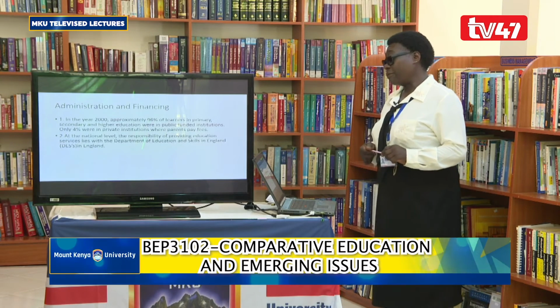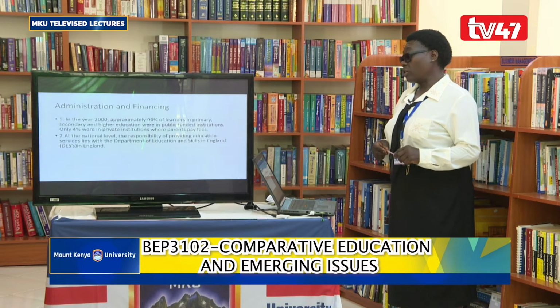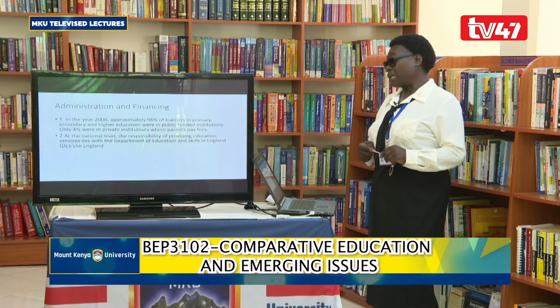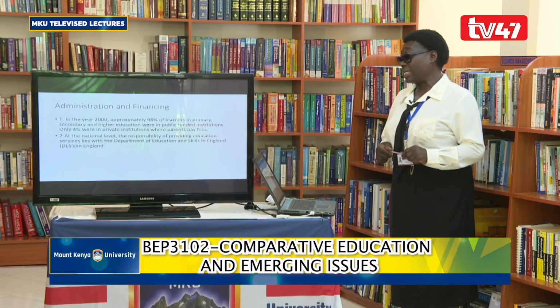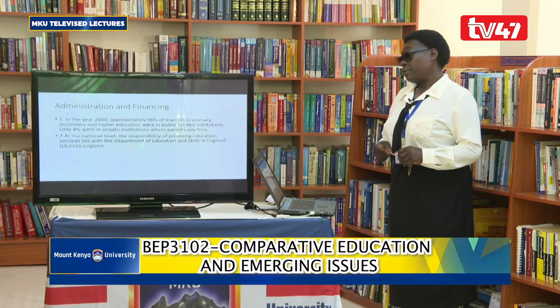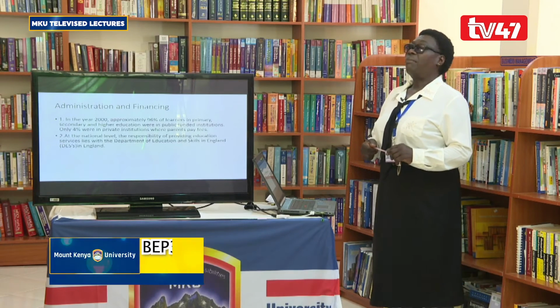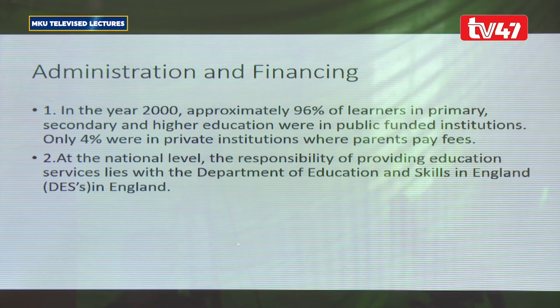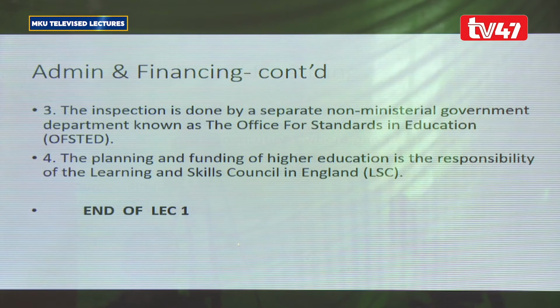Then, at the national level, the responsibility of providing education is under the Department of Education and Skills in England, the DES. In our own system, services are provided by the Ministry of Education. And then, if there is any other service to be provided, like the financing, that one is done by HELB. For quality assurance, this one is done by the Commission for University Education, formerly the Commission for Higher Education.